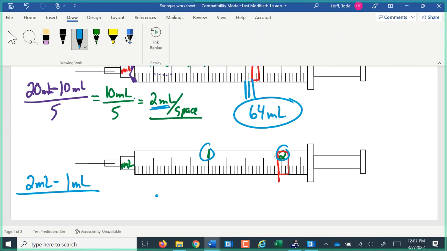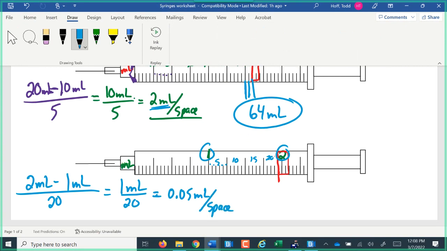Well, we can cheat a little bit here. We know this is 1, 2, 3, 4, 5, and then we can just count them in clumps. That's 5, 10, 15, 20. There's 20 spaces between those. So we subtract 2 milliliters minus 1 milliliter is 1 milliliter divided by 20. Well, 1 milliliter divided by 20 spaces is 0.05 milliliters per space.